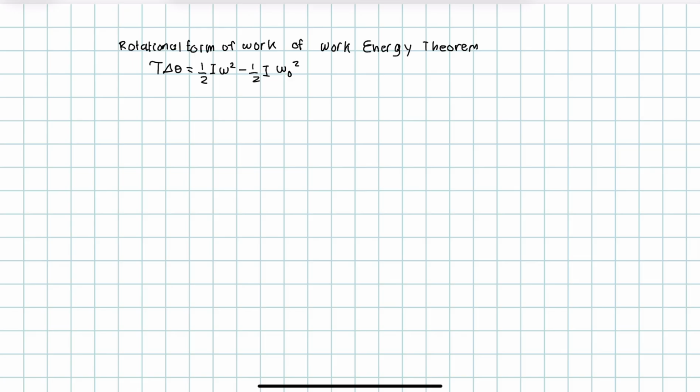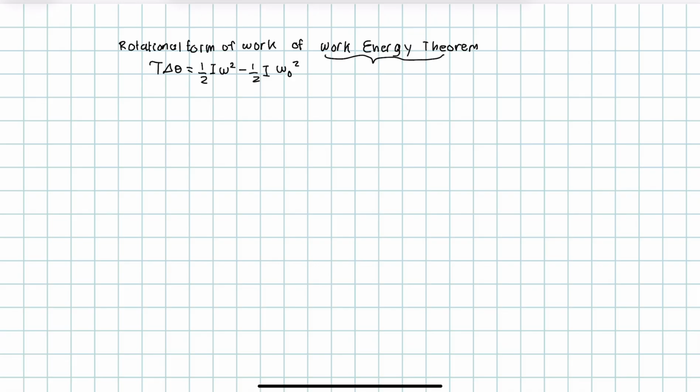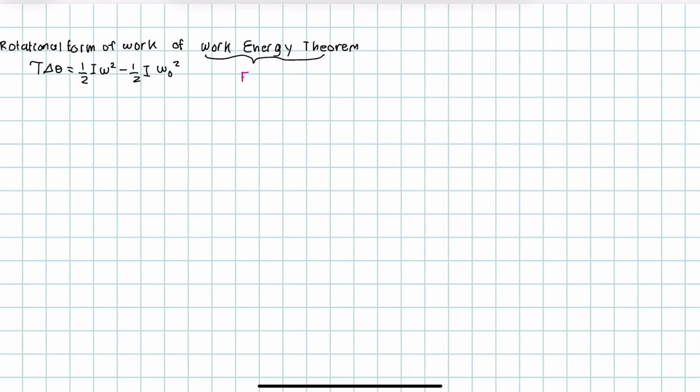And so where does this come from? What is the normal work energy theorem form that we know? That's just F delta x, and then we know the work is going to be 1/2 mv squared minus 1/2 mv initial squared.